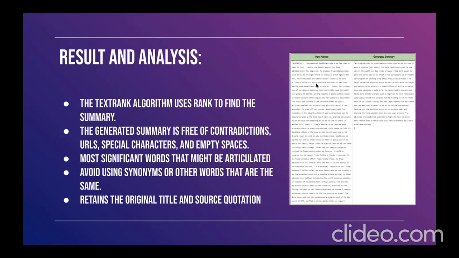because in the input text, there are several contradiction words, and there are also some stop words as well. And there is blank space over there, but in our generated summary we can say that there are no contradictory words, and quotes are also well maintained, and in the summary part we can see that there is no blank space as well. So in conclusion we can say that the TextRank algorithm generates a decent summary, and the generated summary is free of contradictions, URLs, special characters, and empty space as well.